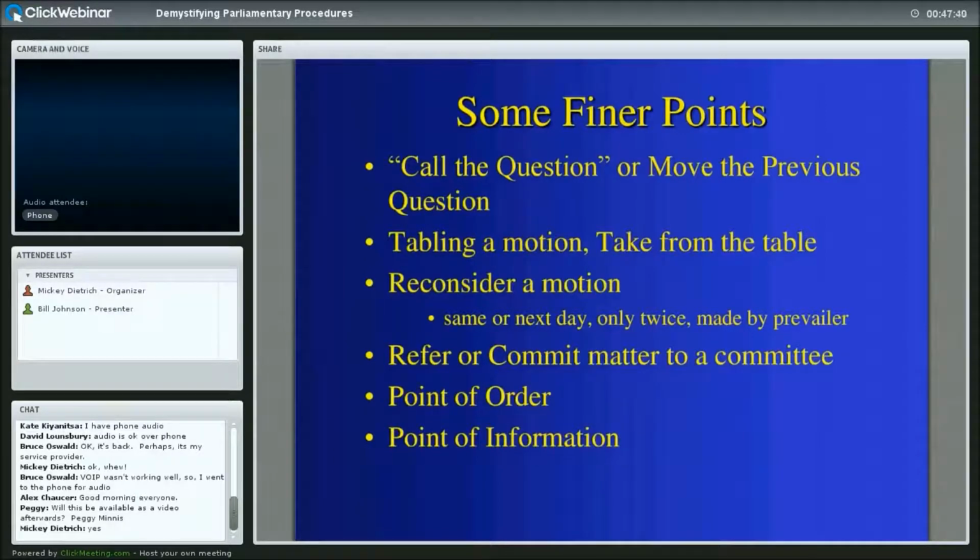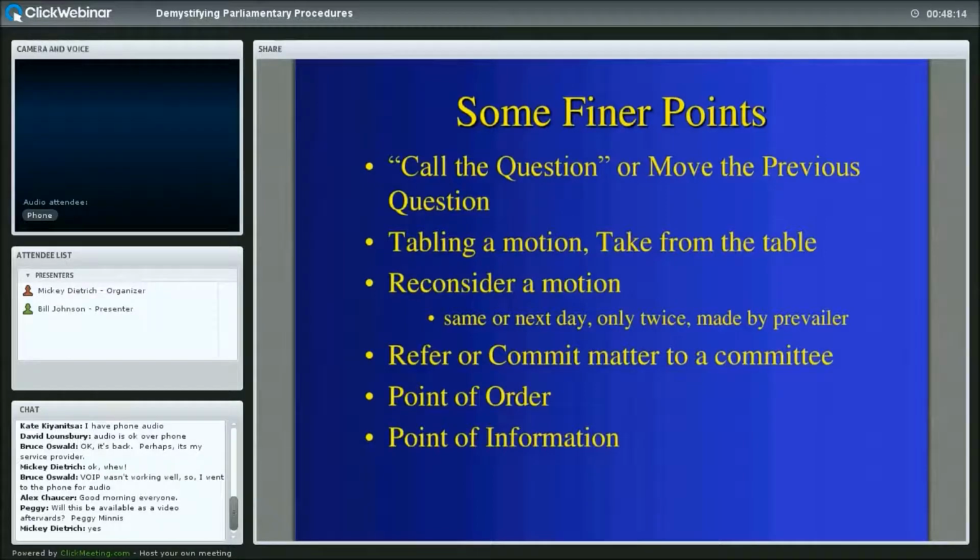Reconsider means if a motion passes, but somebody wants to dredge it up again. Say you've just passed the motion to raise the dues. It can be reconsidered the same day or the next day, but only by the prevailing side. So think about that. If after the motion passes, you're thinking, oh crap, we weren't thinking about our senior citizen members who are on a fixed income, when we might be driving them out of the organization. And I wish we'd have thought of that.